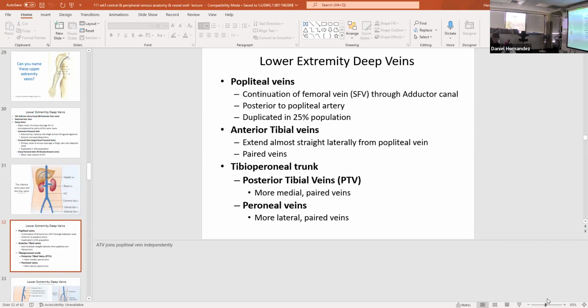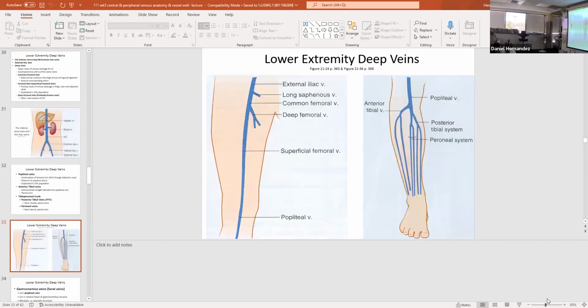About a quarter of the population will have a duplicated popliteal vein, so it might look like two veins to one artery. So it could potentially look paired as well. So there are anatomical variations that do exist still. Yeah, these are all in the calf. So here.